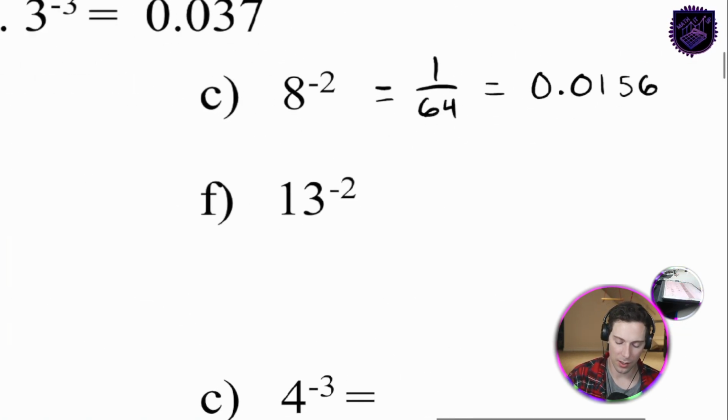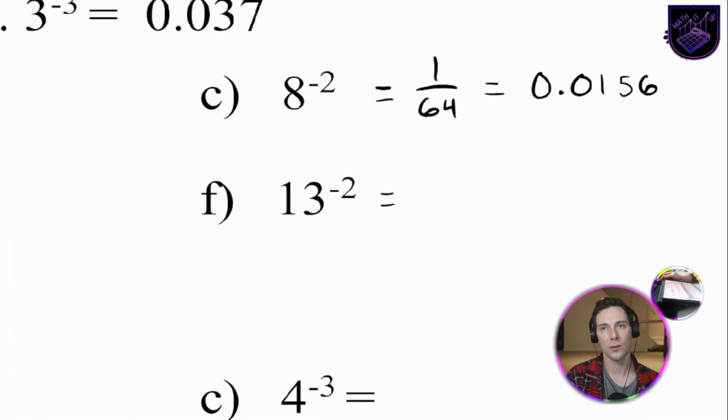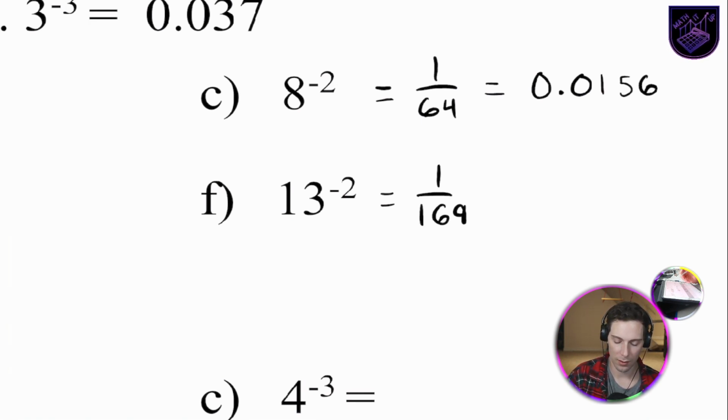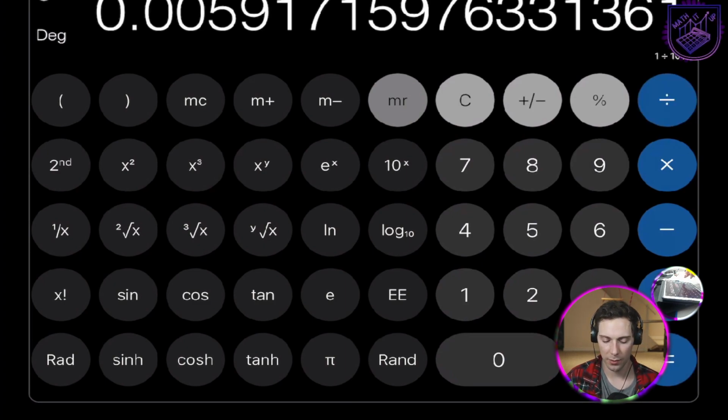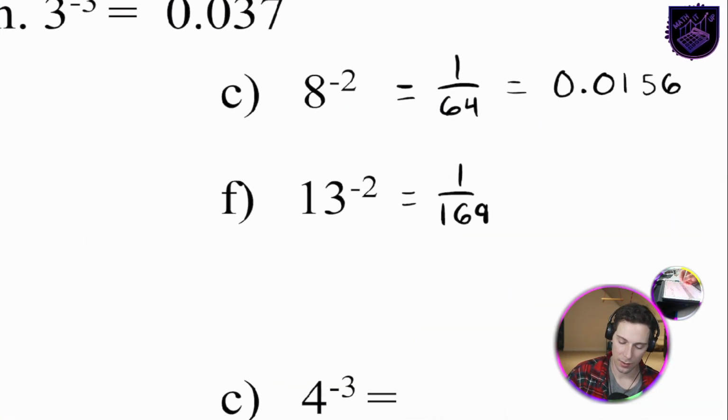Last one. 13 to the power of -2. 13 to the power of -2 is, right, so 13 squared. 130 plus 36, 169. 1 over 169. 13 squared, 169. Okay. 1 divided by 169 equals 0.0059.